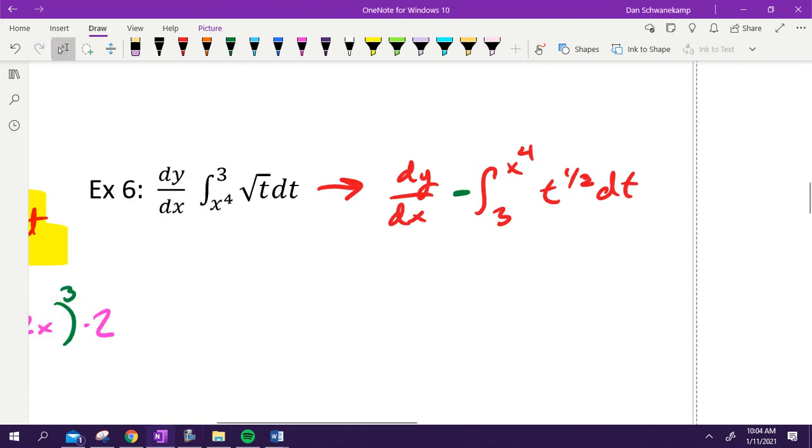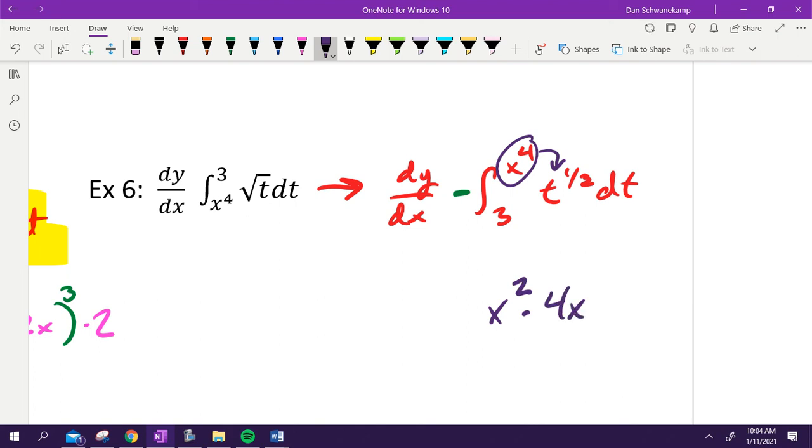Here we go. So we're setting that thing up. I'm plugging in, I'm taking the derivative of the integral. X is on top now, so I plug it in. So x to the 4th to the 1/2 power is really the same thing as x squared times the derivative of what I plugged in. 4x cubed. Don't forget about your negative.